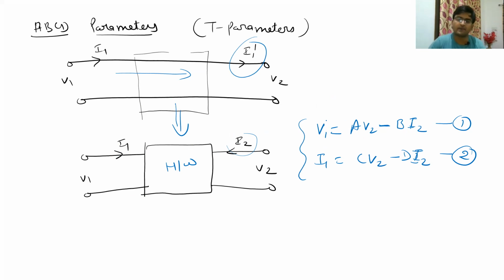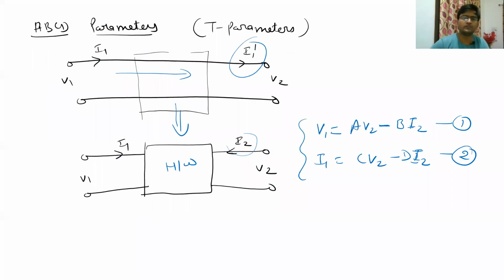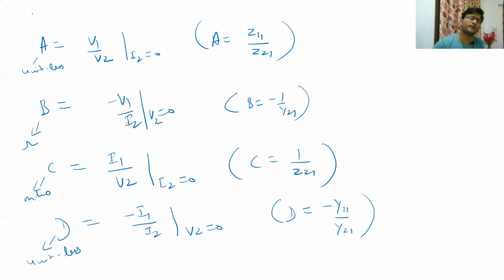As you can see, the variables which are dependent are actually V1 and I1, which are both the input variables, and both these output variables V2 and I2 are dependent variables in the ABCD parameter. So let's define them. Let's define the ABCD. Now using these equations 1 and 2, we can find the values of these parameters A, B, C and D.